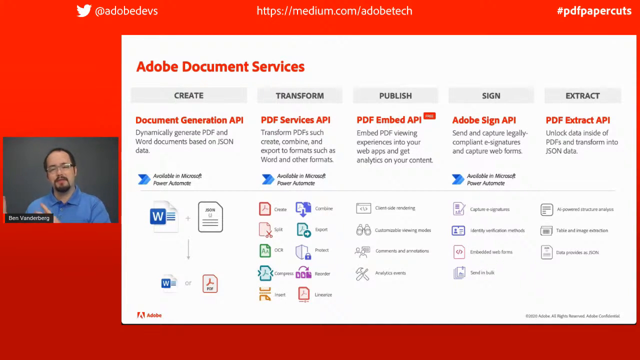And then finally, we also have things like PDF Extract API, which is around taking your PDFs that have a lot of data in them and extracting those out as JSON data so that you can reuse that data wherever you are. We're going to talk a little bit more about a couple of these in a moment.